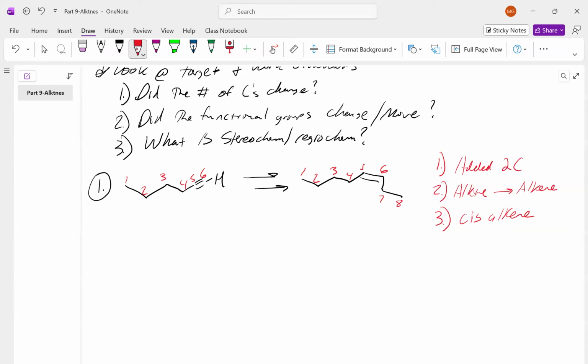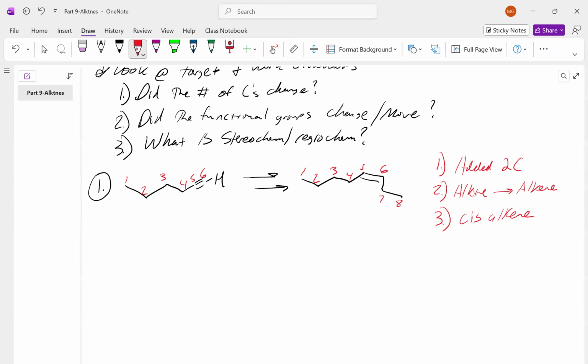I need to add carbons. I need to convert an alkyne to an alkene, but not only that, I need to make it a cis alkene. Now, as a little hint, you generally want to add the carbons first because once you go away from an alkyne, you can no longer add carbons. Okay, so keep that in the back of your mind.